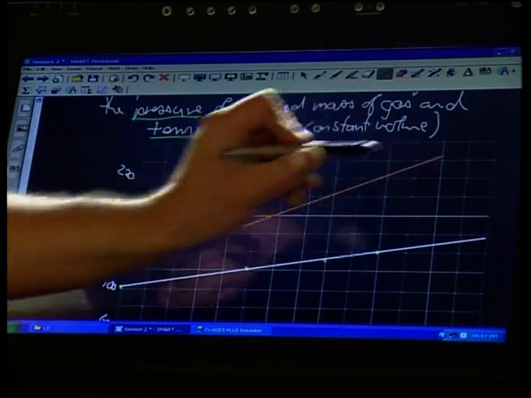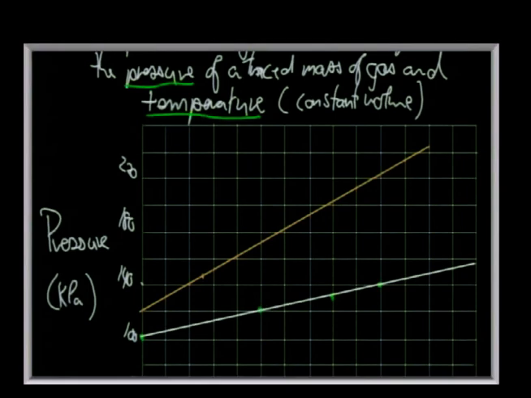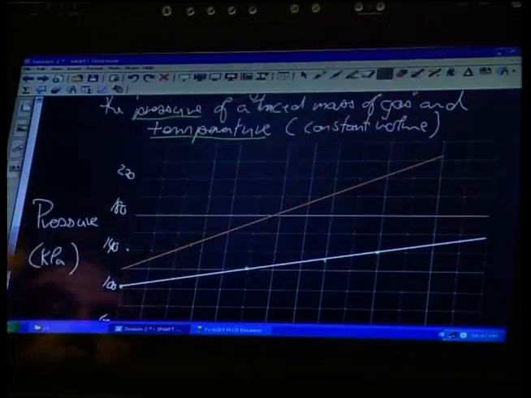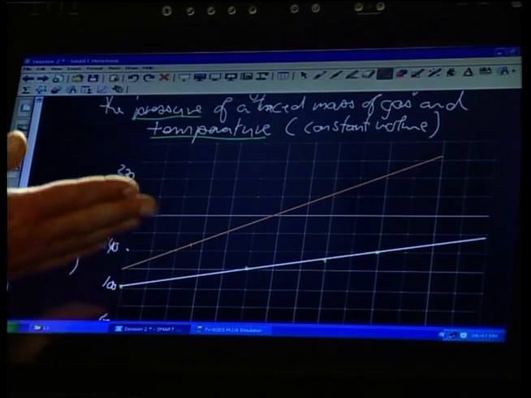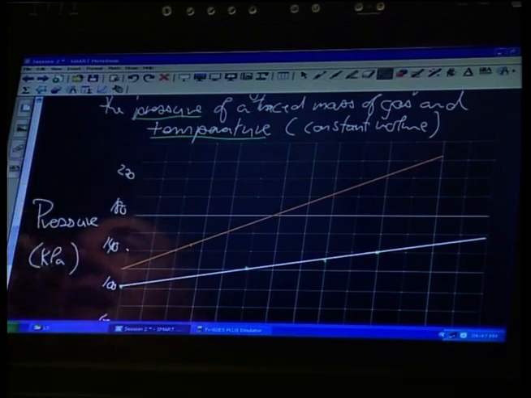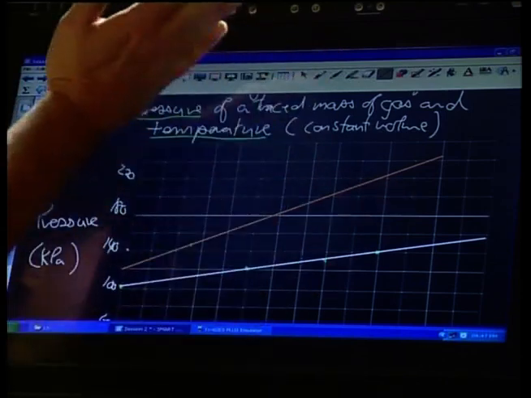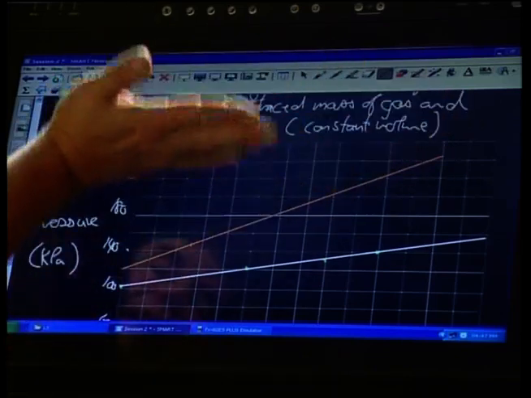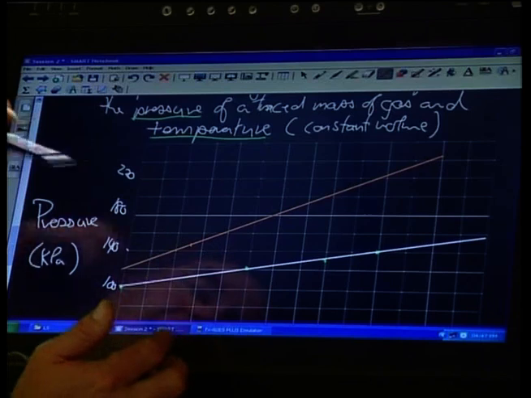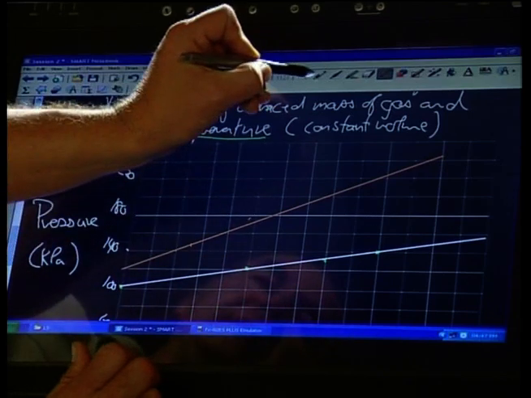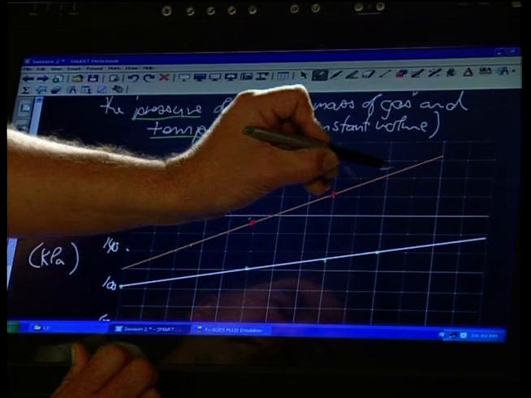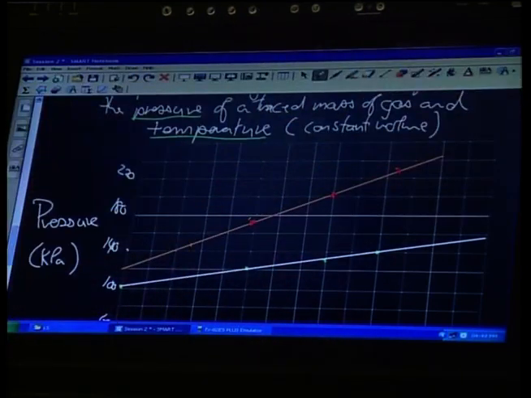It's still going to go through the point of minus 273. It doesn't have to have the same slope, but when you extrapolate it back, it's going to go through that point of minus 273. So more particles, you're going to get a bigger gradient, you're going to get higher pressure readings at the same temperature. So that's what's going to happen. You're going to get the parts higher up, something like that.